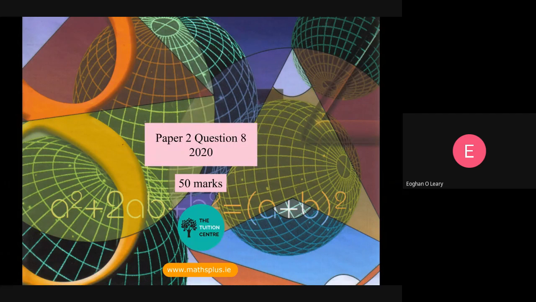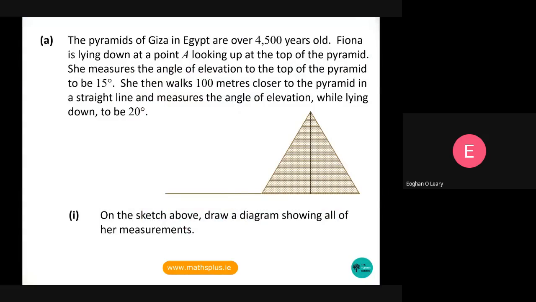So we're moving on to question 8, the second of our context and applications questions. It's a 50-mark question. As soon as you see it, you say to yourself, okay, I know where we are here. We're doing trigonometry. The question says the pyramids of Giza in Egypt are over 4,500 years old. Fiona is lying down at point A, looking up at the top of the pyramid.